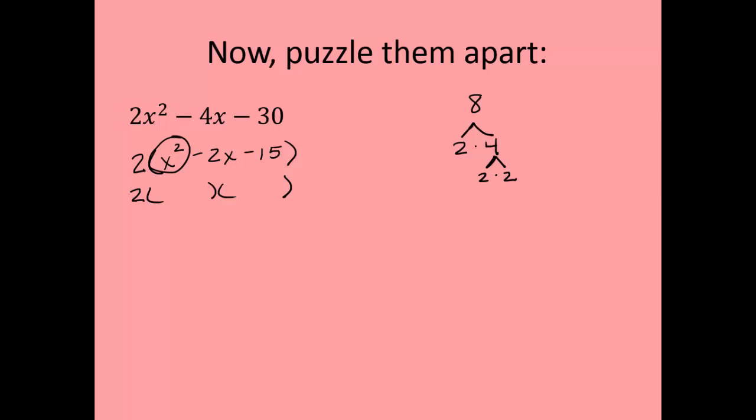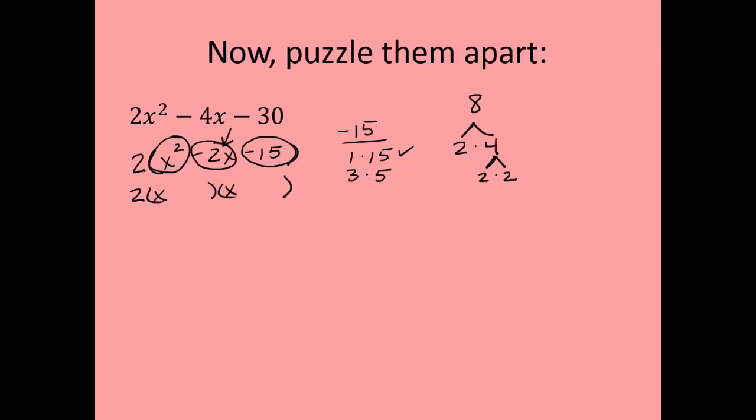Since this is x squared, we put x times x. Now we're looking for a product of negative 15 and a sum of negative 2x. So first look at the factor pairs that make negative 15. 1 times 15, 3 times 5 are the only positive factors. One of those things has to be negative. And if only one of them is negative, then that means this is resulting from subtraction.